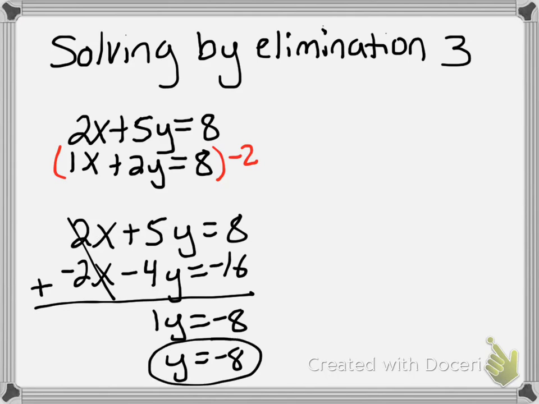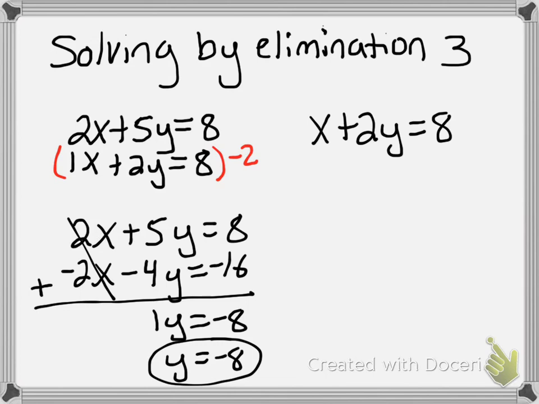Now just like the other ones, I want to pick an equation. It doesn't matter if it's the top or the bottom one. The original bottom equation is probably the easiest. So it was 1x, which is the same thing as x, plus 2y equals 8. Now remember, you can pick the original top or bottom equation. You can also pick the multiplied new equation, which in this case wouldn't be easy because it has a bunch of negatives.